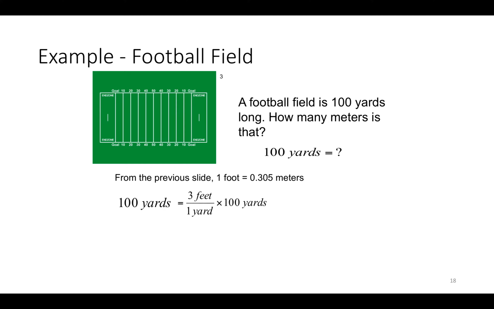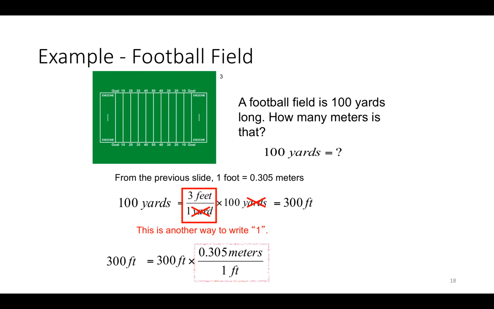So you get 100 yards, 3 feet in 1 yard times 100 yards. So we've got 300 feet. It's another way to write 1, as we say. So the yards cancel. So we got 300 feet. So you take 300 feet times 0.305 meters per foot, and that cancels. You get 91.5 meters. Okay.